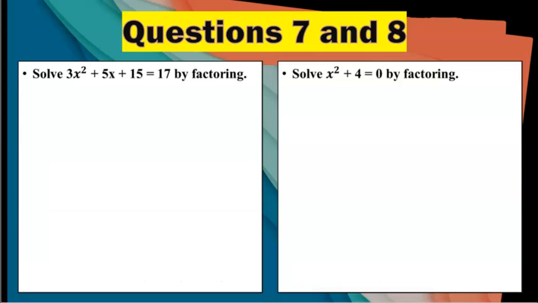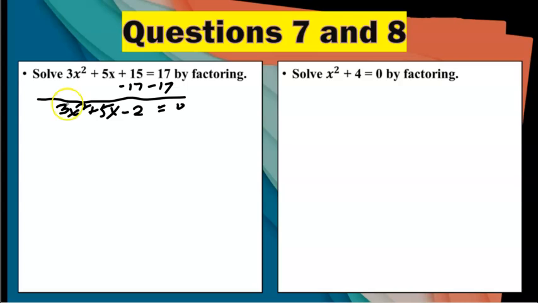Here we're going to solve 3x squared plus 5x plus 15 equals 17 by factoring. So to do that, we're going to make it equal to 0. So I'm going to subtract 17 on both sides. And this is going to give us 3x squared plus 5x minus 2 equals 0.